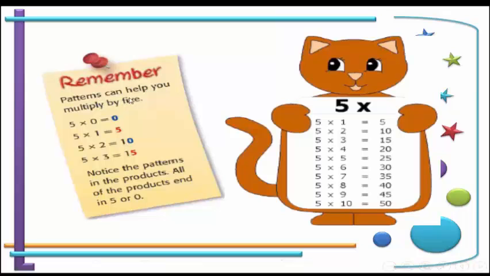Remember, patterns can help you multiply by 5. 5 times 0 equals 0. 5 times 1 equals 5. 5 times 2 equals 10. 5 times 3 equals 15. Notice the pattern in the products. All of the products end in 5 or 0.